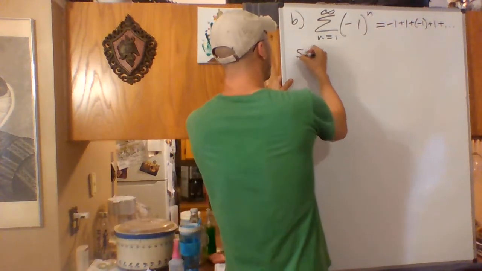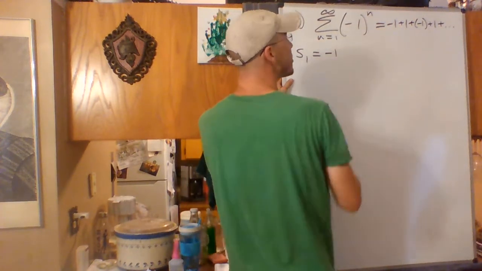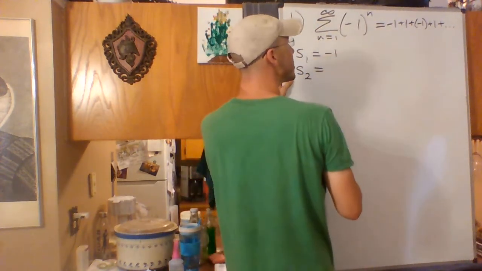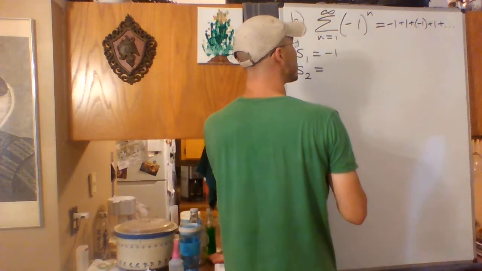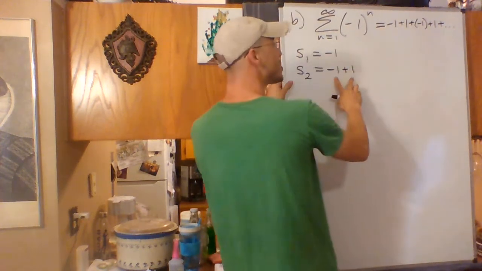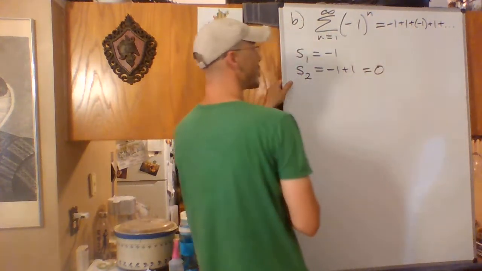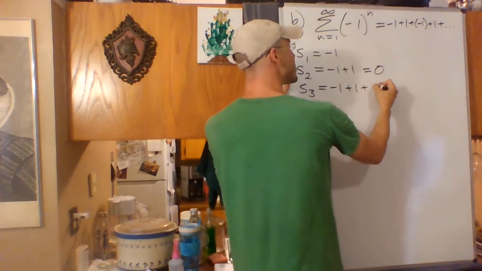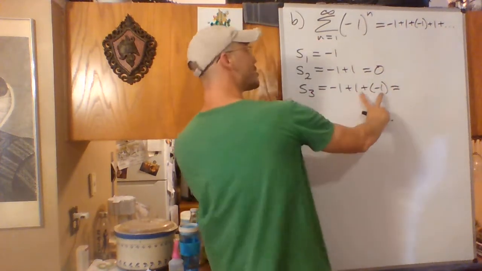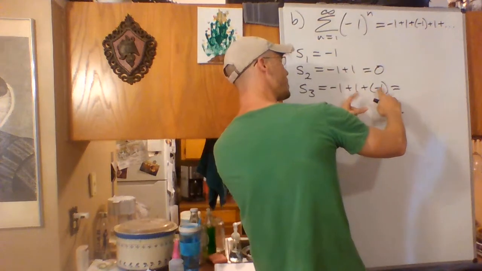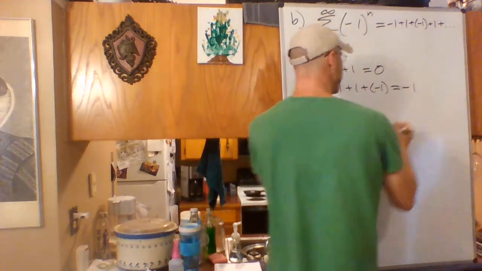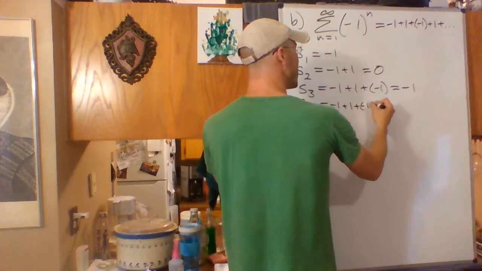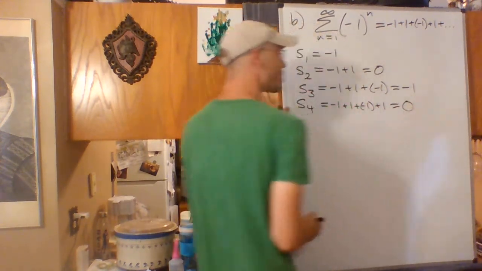I can look at the partial sums. The first partial sum is -1, just the first term. The second partial sum is -1 plus 1, just the first two terms, which is 0. The third partial sum is -1 plus 1 plus another -1, and one of these cancels with that, and I get negative 1. S4, negative 1 plus 1 plus negative 1 plus 1 brings me back to 0.